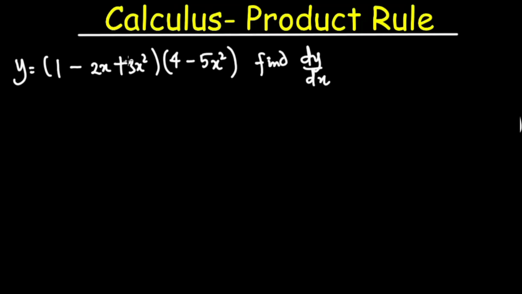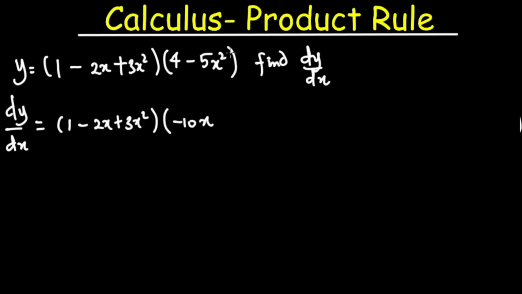Alright, so I'm just going to use the shorthand method. So dy/dx will simply be equal to, I'm going to drop the first one, then differentiate the second. Right, when I differentiate 4, I have 0. To differentiate minus 5x squared, I multiply 2 by minus 5, minus 10x, then I subtract 1, which is 2 minus 1, which is 1. And this is my answer.